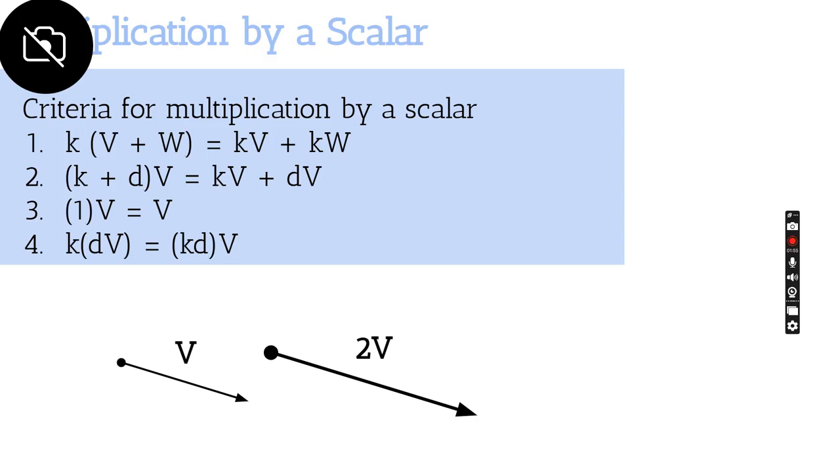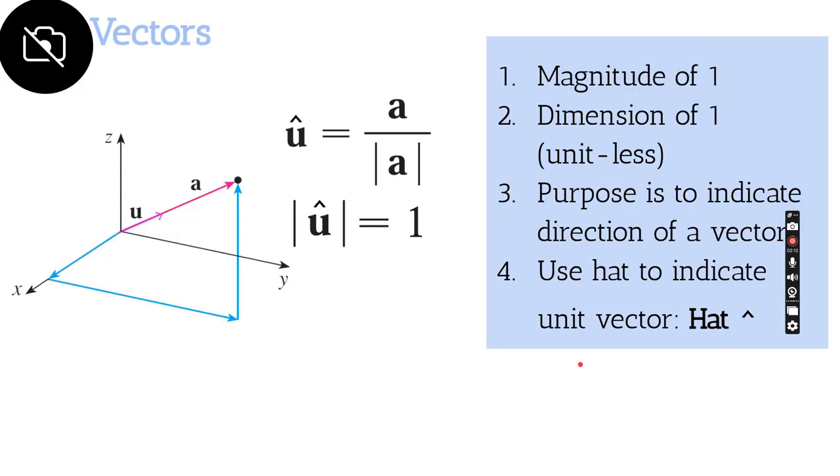Multiplying a vector by a scalar is relatively simple. It would simply change the magnitude of the vector, and here are some simple criteria to remember. And here's an example of if a vector was multiplied by the scalar of 2, you can see that it simply increases the magnitude but does not change the direction.